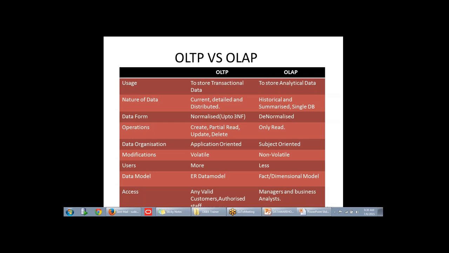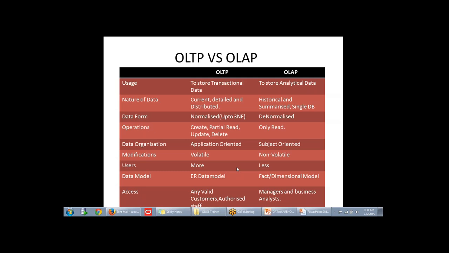And coming to modification, as I have already discussed, in OLTP the data will be volatile. That is, we can keep on modifying that data. But in OLAP, we will load the data that is generated in OLTP, and it cannot be changed at any time.